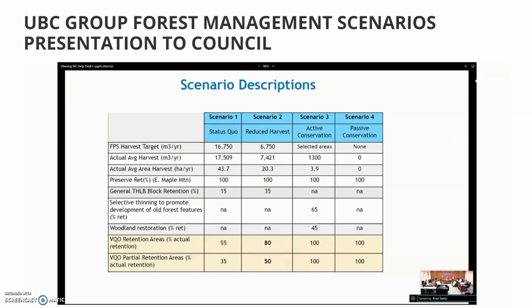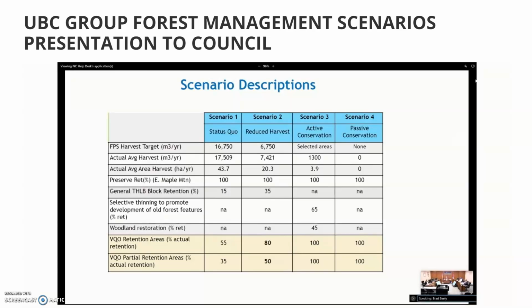The next 2 rows are in relation to the active conservation scenario. These are areas that were identified as having stands that we thin to promote the development of old growth features. I'll talk more about that in a minute. And the other one was the woodland restoration. And then the last 2 rows relate to the visual quality objectives.